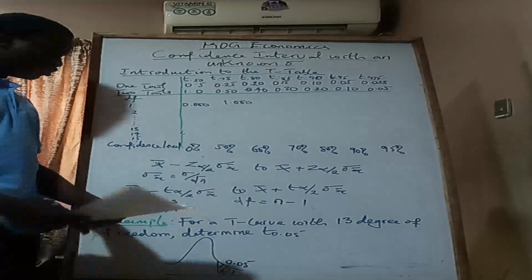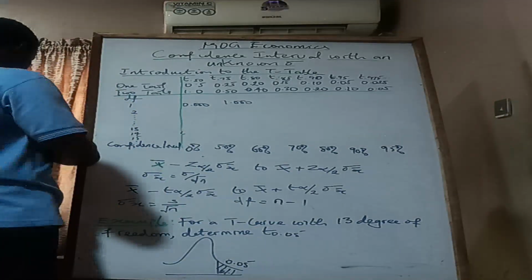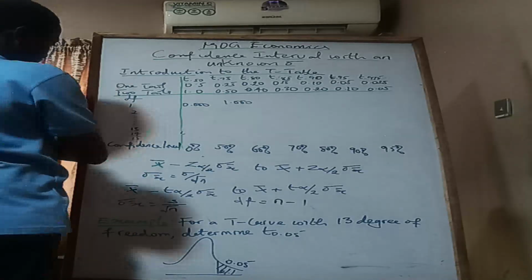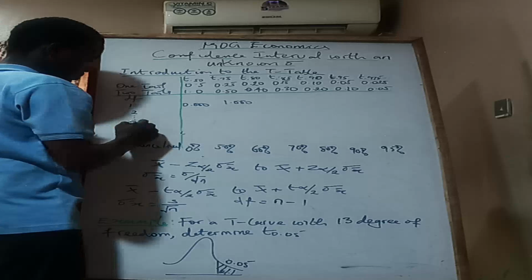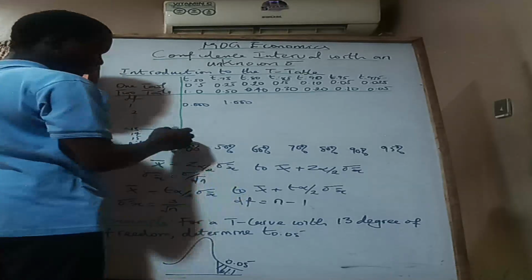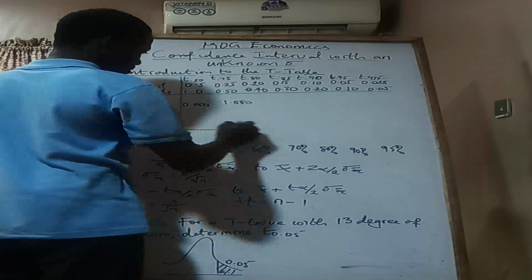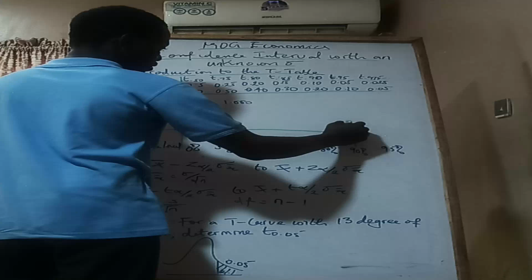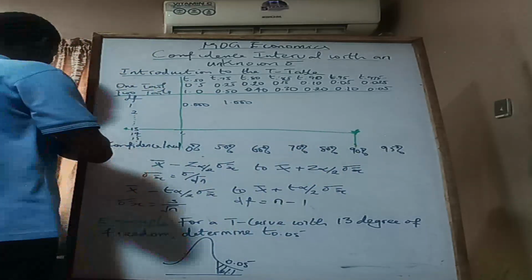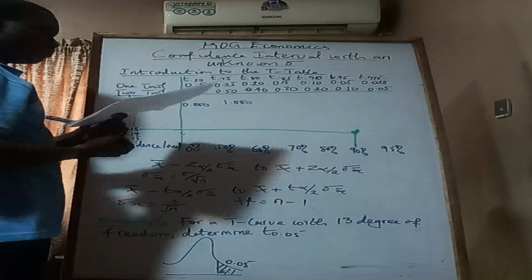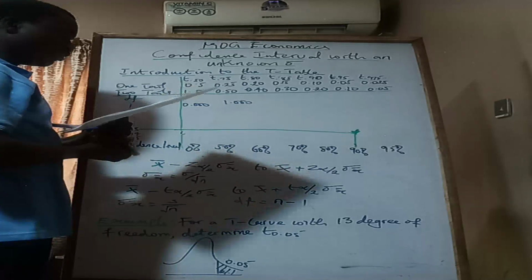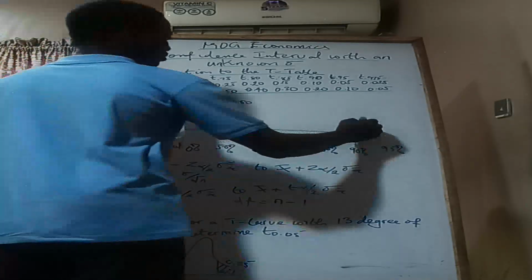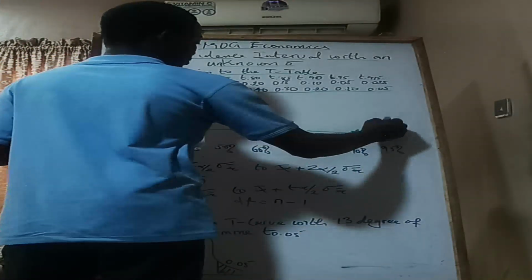So I'll go to degree of freedom of 13, and look for where it corresponds with the 90%. So this is where they meet. By the time you check your t table, the number that intersects the two of them is 1.771. I've told you that the area represented by the t curve is to the right of 1.771.